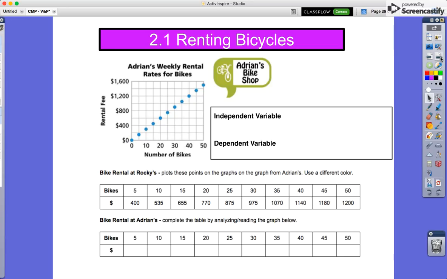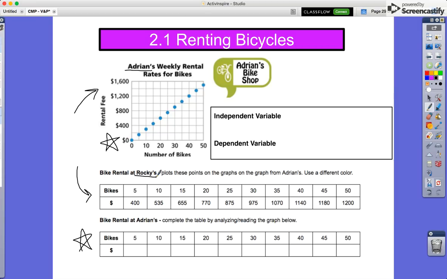So on your lab sheet, we provided you with Adrian's graph right here. And then we also provided you with Rocky's table. So what we want you to do is complete a table for Adrian, and right on this graph for Adrian, we want you to graph for Rocky's. This way we'll have both a table and a graph for Adrian and Rocky's bike rental, and we can compare those two companies a little bit easier.